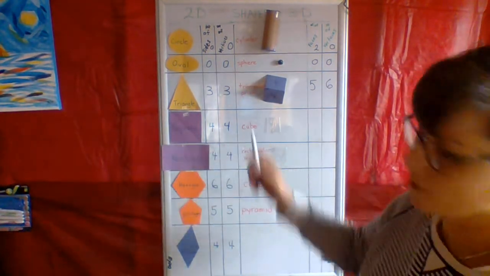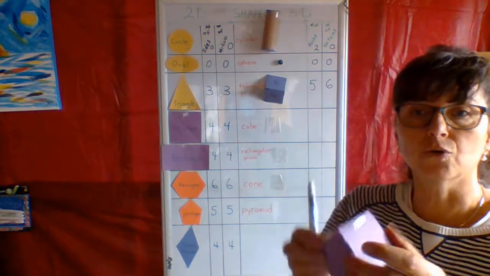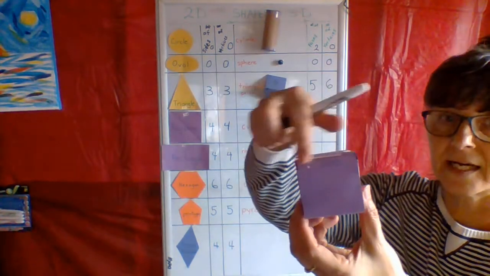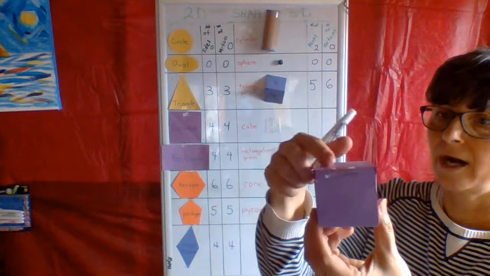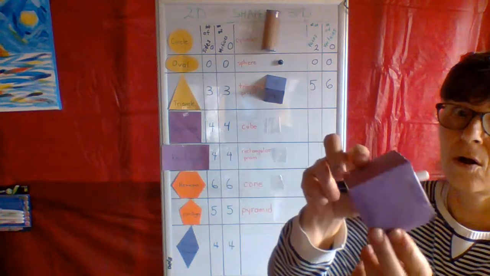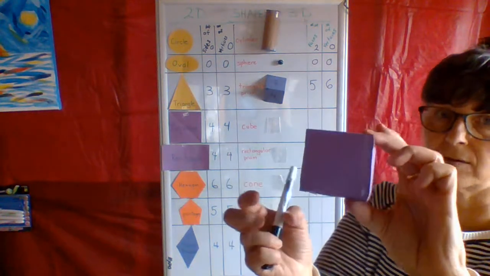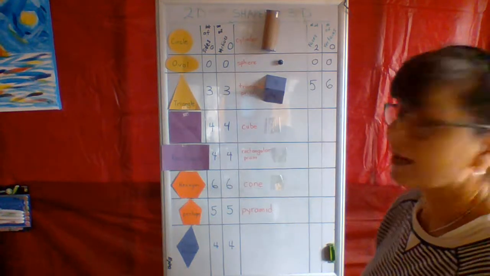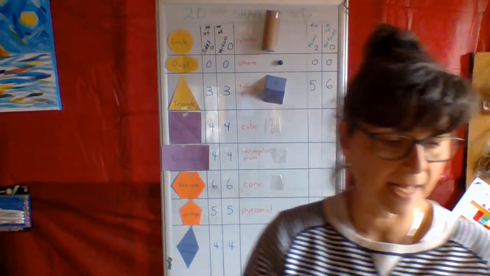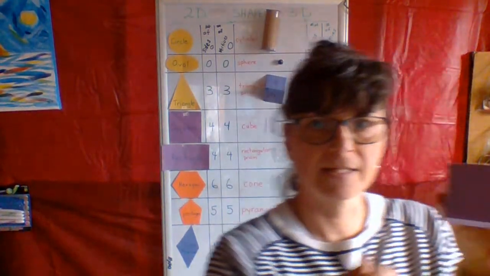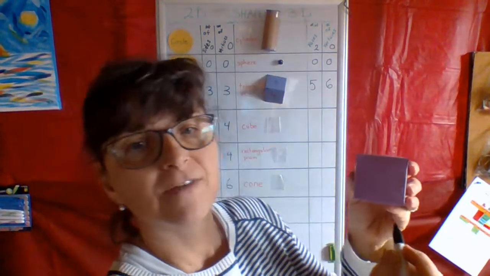Okay, next we're going to the cube. And a cube is, you guessed it, a square. And it's square on all sides, all the way around. So let's count how many faces our cube has. Okay, let's see if Mrs. K can get this right. This camera business is very challenging.